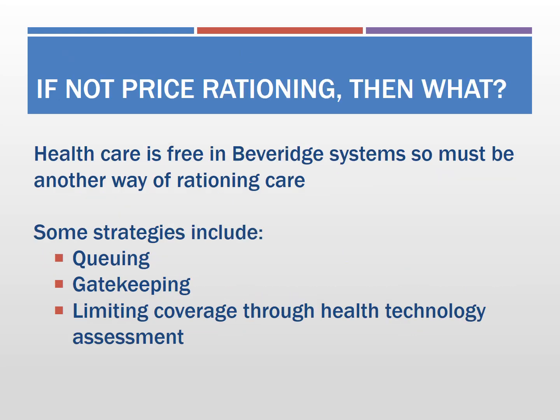So if not the price rationing, then what? Obviously, when healthcare is free under the Beveridge system, there must be some other way to determine who should get the service and who should actually get the healthcare. Well, some of the strategies include queuing, gatekeeping, and limiting the coverage through health technology assessment.